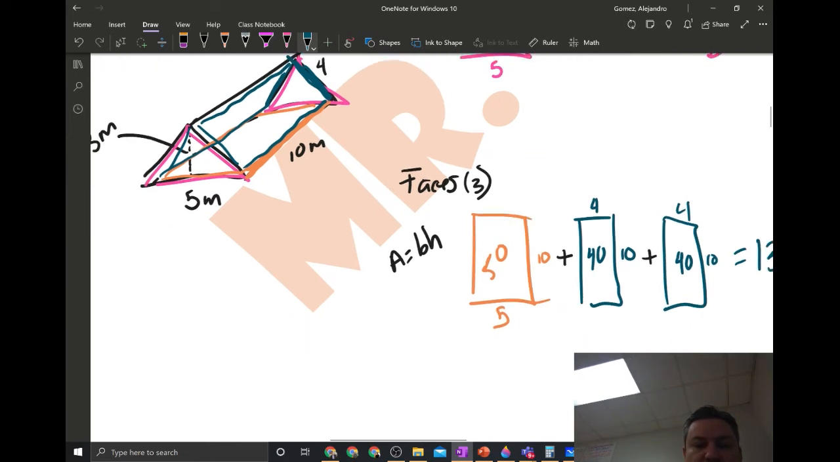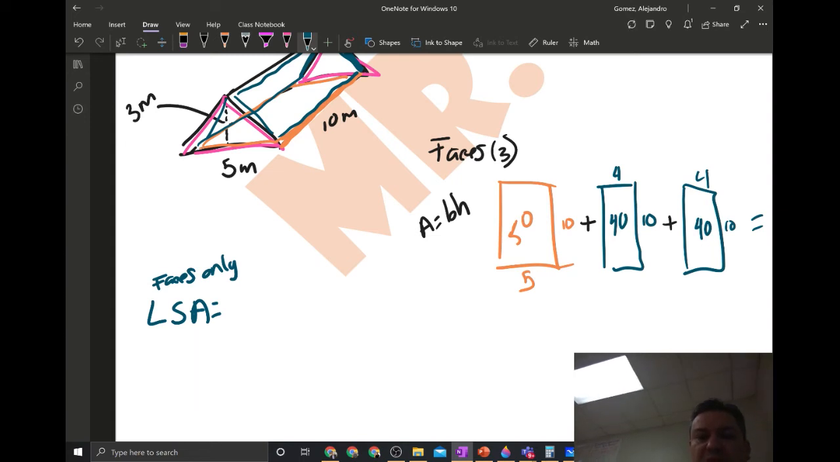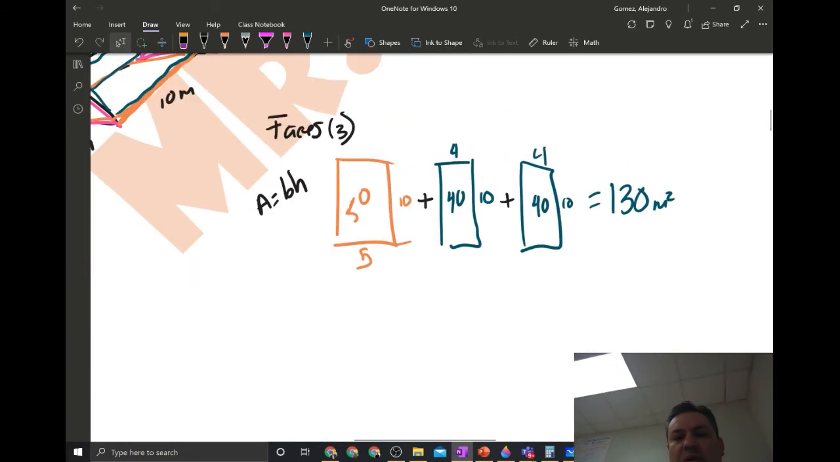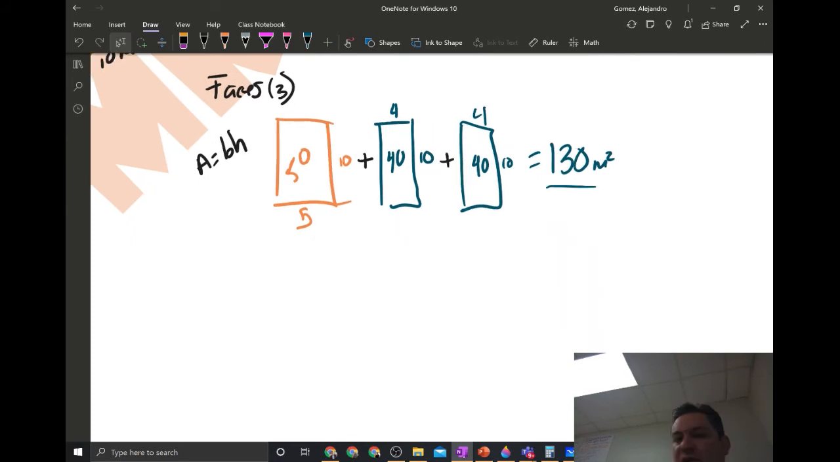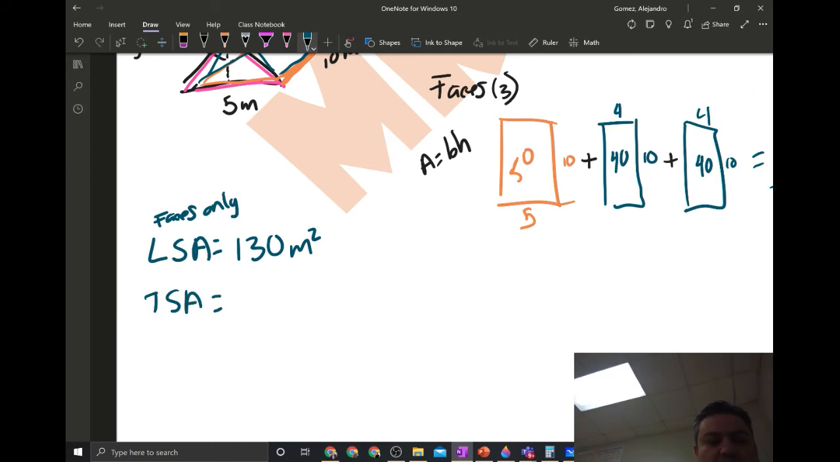So the formula for the lateral surface area is gonna be my 3 faces. Faces only. So I found it, and it's right here, my faces only. So it's 130 meters squared.